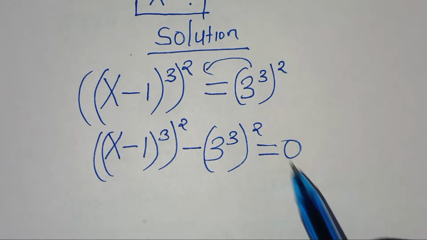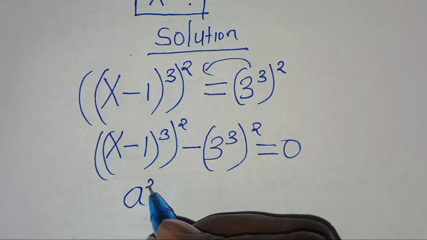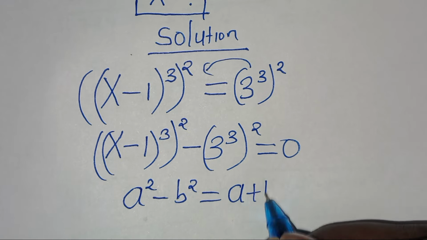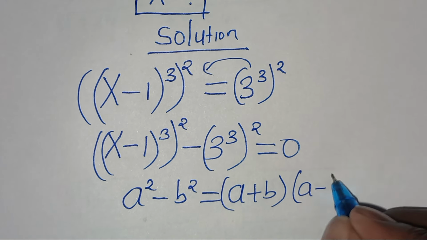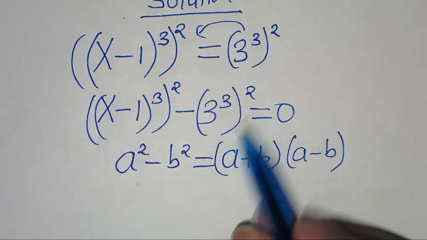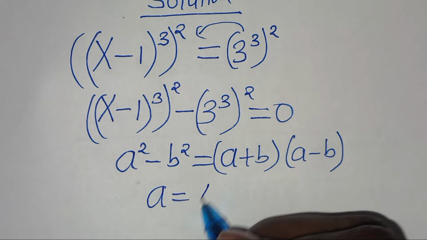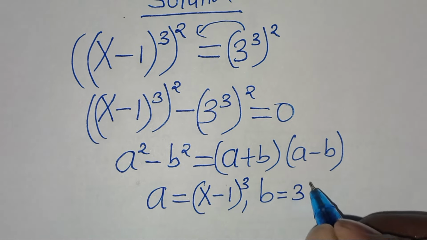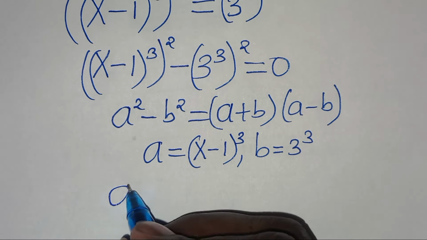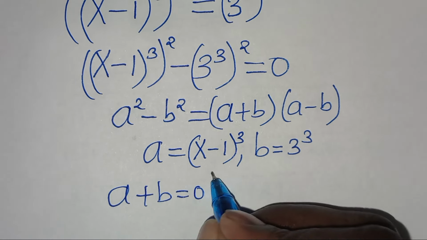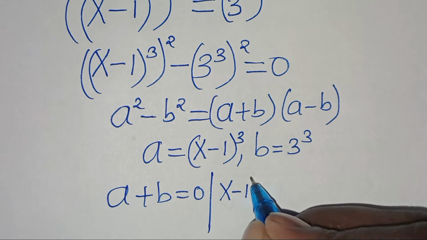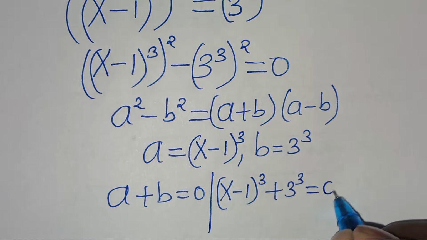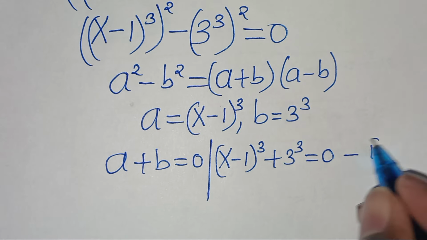Now, this equation here is actually the difference of two perfect squares, expressed as a^2 - b^2, which we can express as (a + b)(a - b). Now from this equation here, we have that a is equal to (x-1)^3 and b is equal to 3^3. So this means that a + b = 0. This is the same thing as (x-1)^3 + 3^3 = 0. Let's call this case 1.